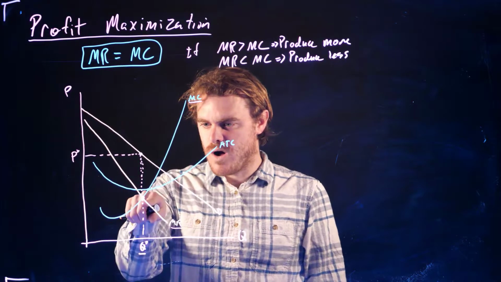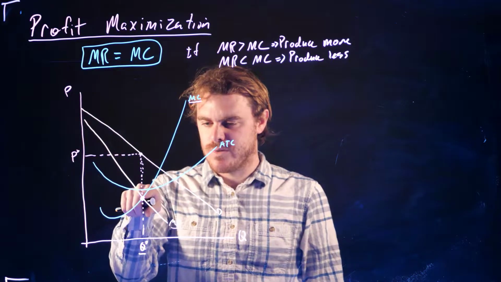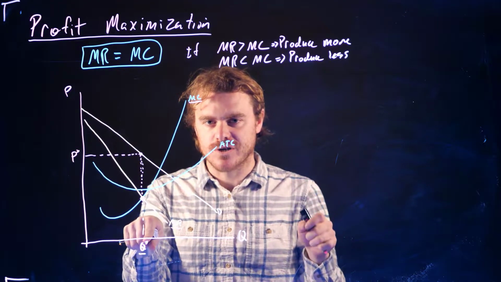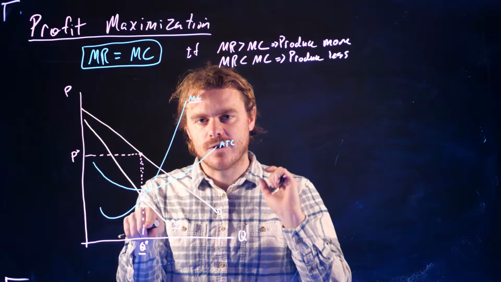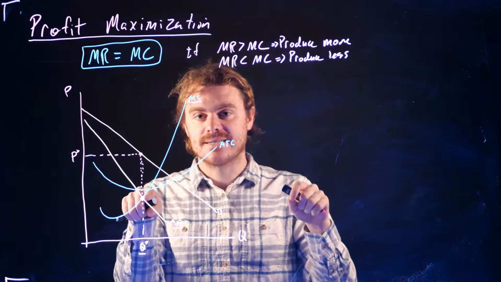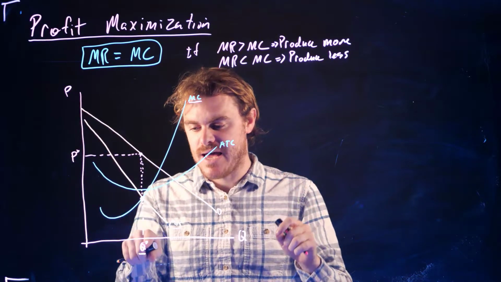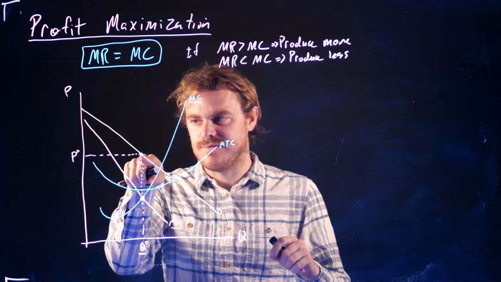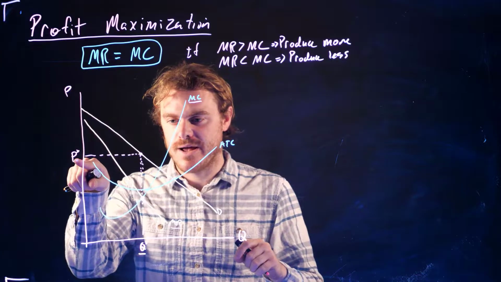So you figure out the quantity where marginal revenue equals marginal cost, and that's Q star. That's how much they're going to produce. But to figure out the price for this monopolist, we figure out the max that consumers are willing to pay for this quantity. So we go up to the demand curve to figure that out, and that creates this price.